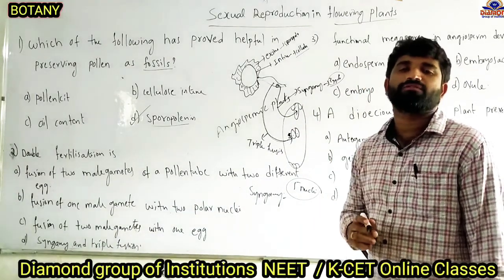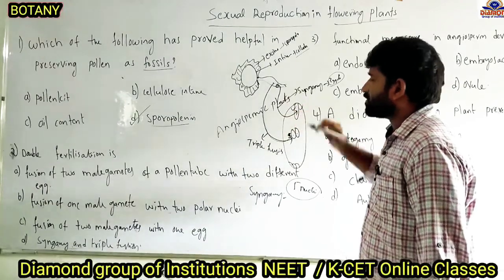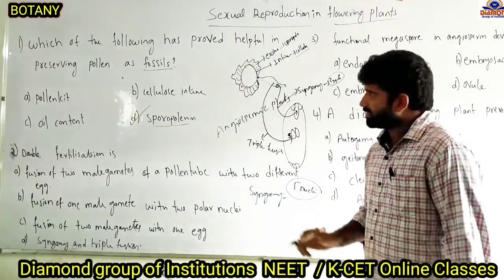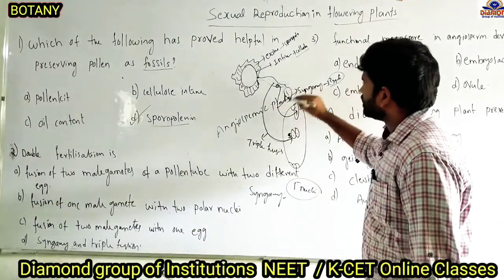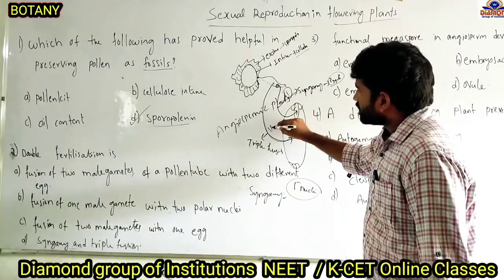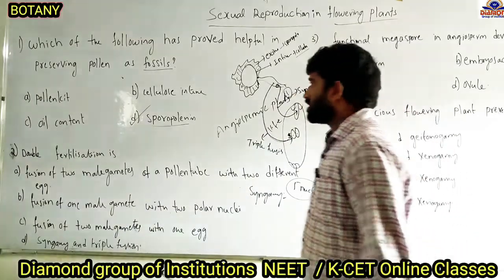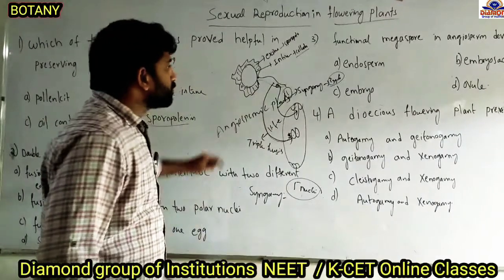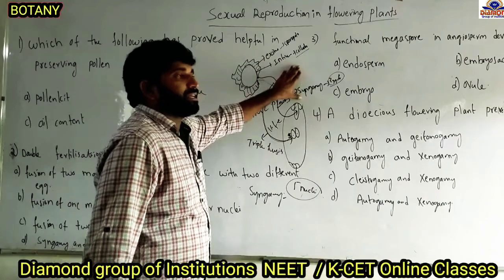That is called a triple fusion. So syngamy plus triple fusion we call double fertilization. Here, syngamy is called generative fertilization, and triple fusion we call vegetative fertilization, because here the next generation will grow from the zygote only.